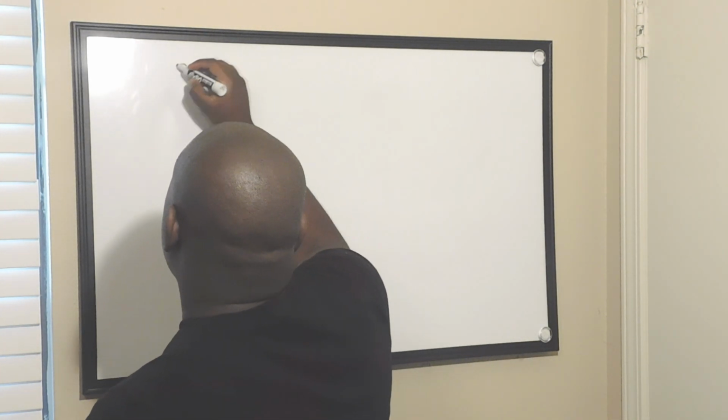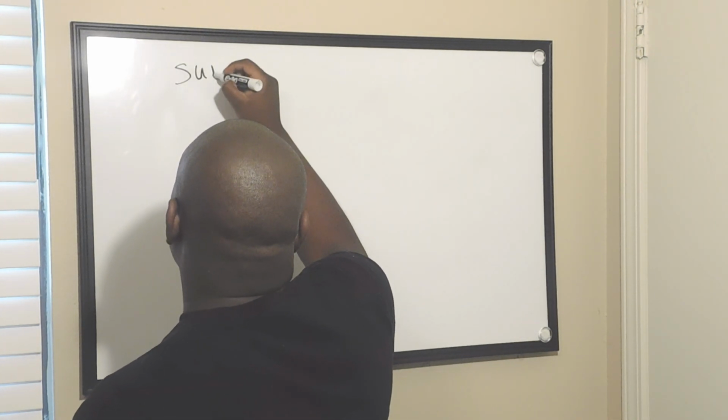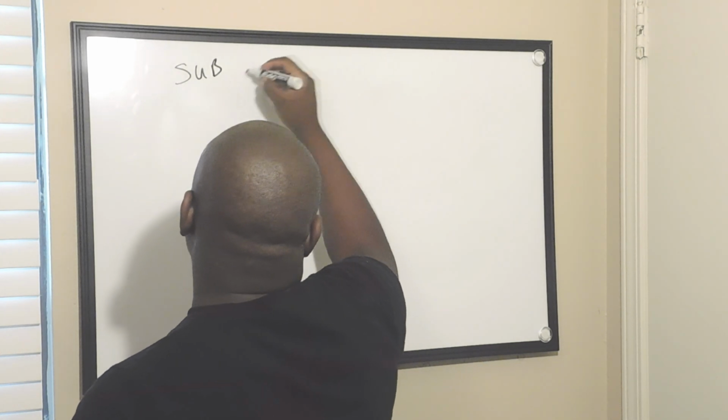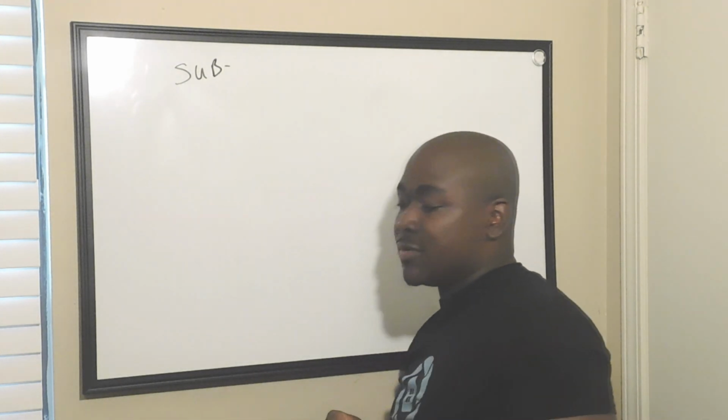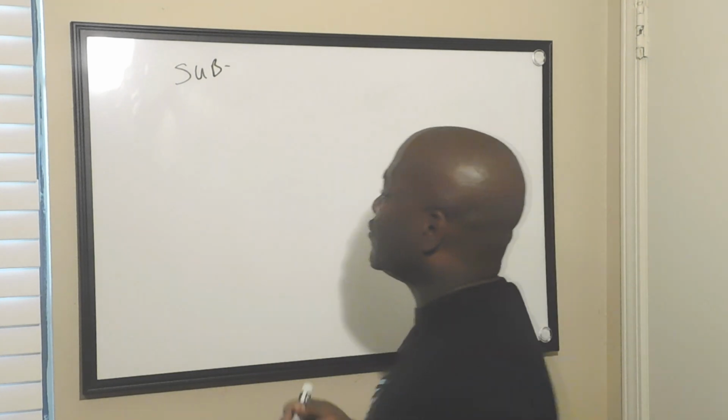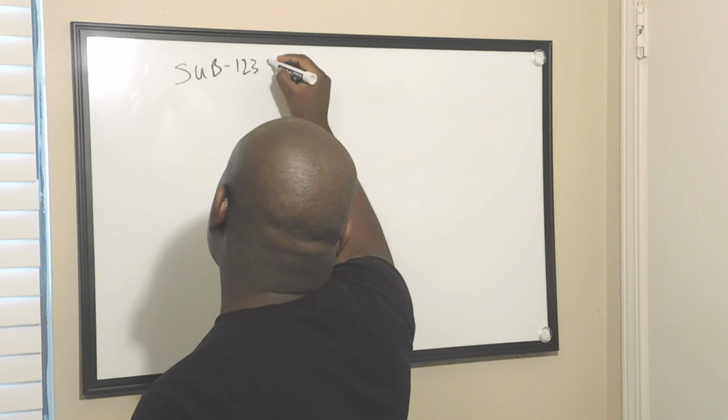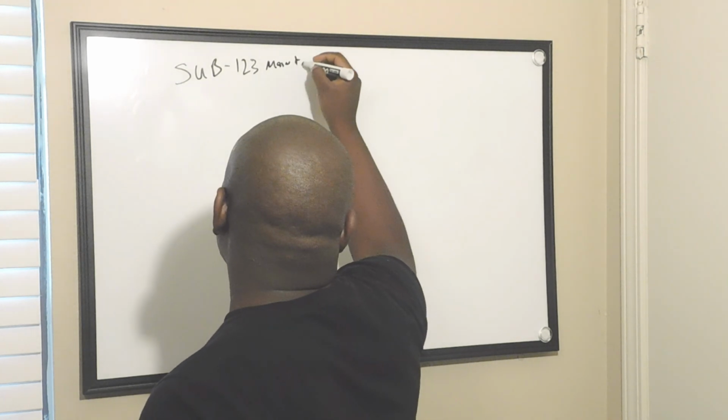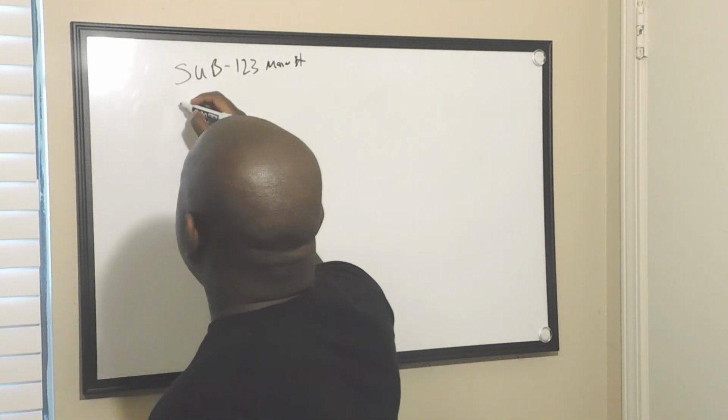Let's talk about how to calculate the ARV, the after repair value of a property itself, guys. So let's just say, for instance, that you have a subject property. Your subject property. So you have your subject property, which is going to be 123 Main Street.